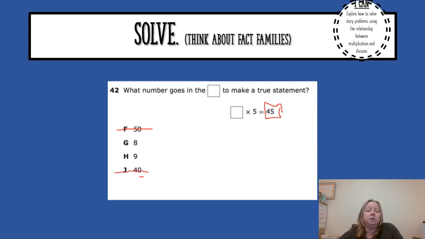So now I've narrowed it down to 8 times 5 is 45 or 9 times 5 is 45. Now remember, with 5s, you could actually count them on your hands. You can say, I can do it till I get to 45. 5, 10, 15, 20, 25, 30, 35, 40, 45. And my answer is 9.